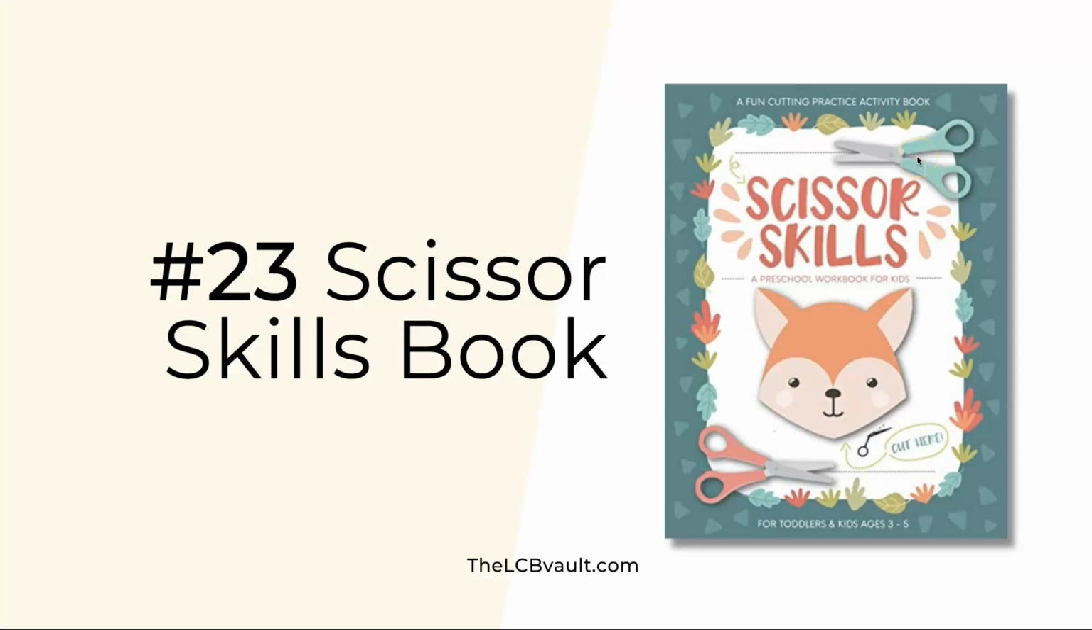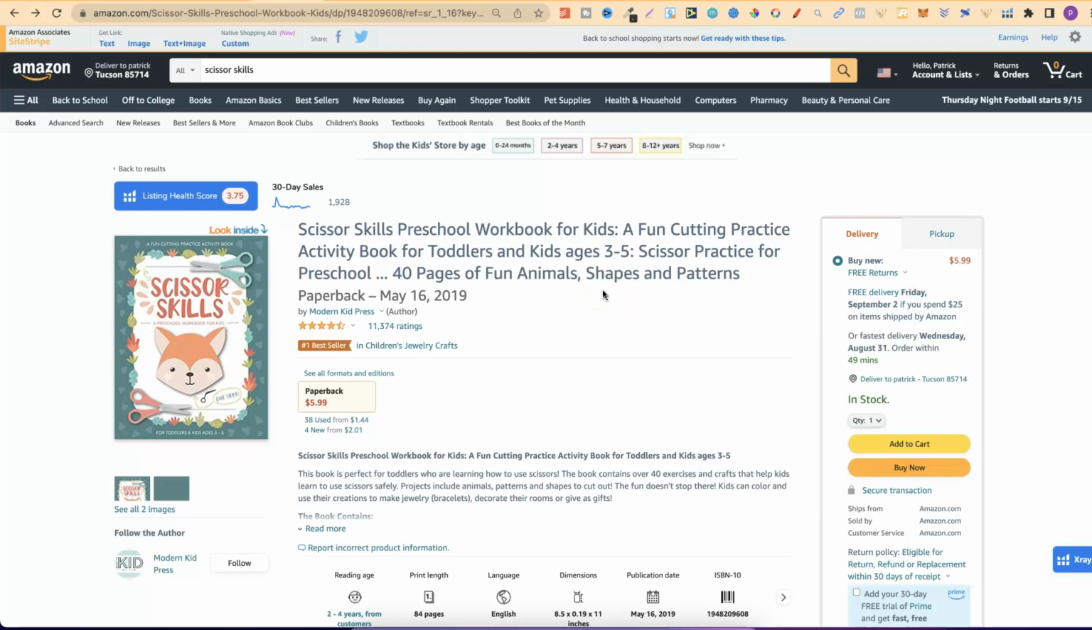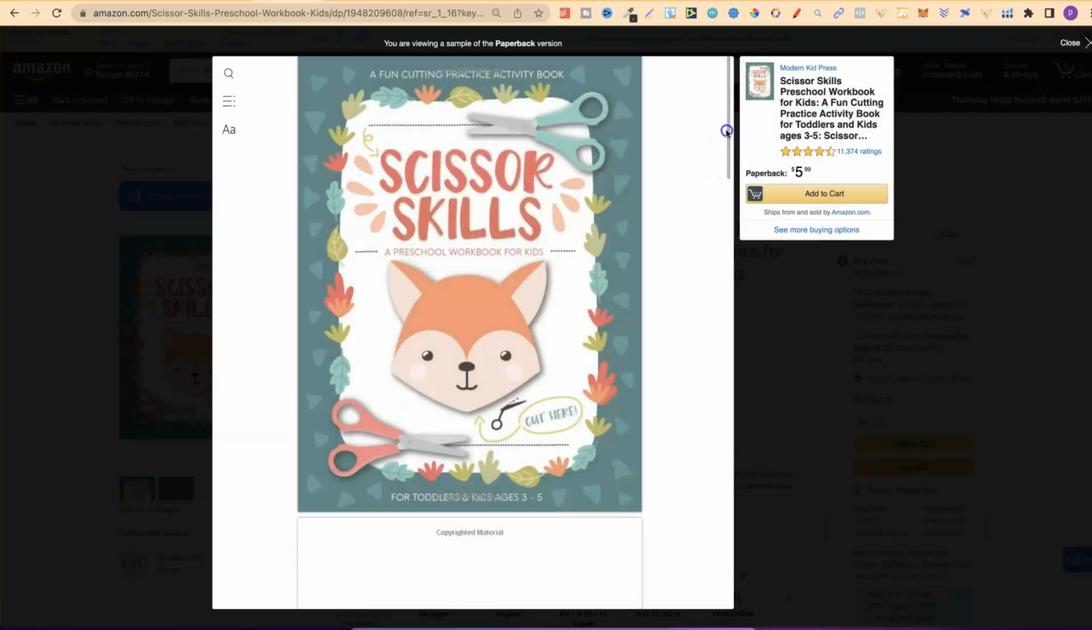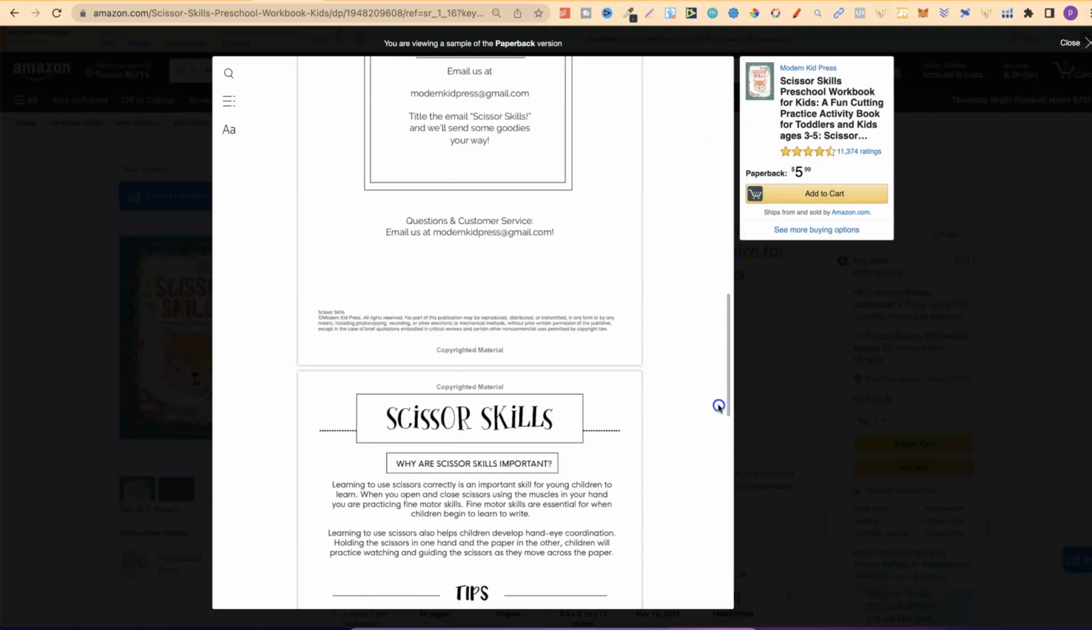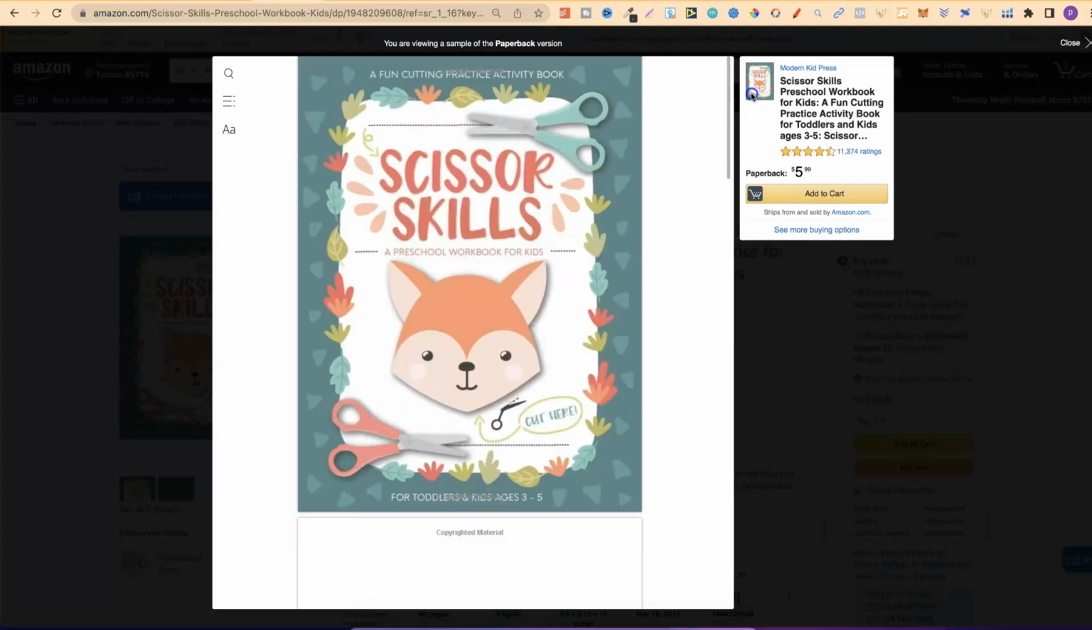Book number 23, and that's scissor skills. So this type of book is for kids. It's for them to practice their scissor skills. So right here we can't actually see the inside, I don't think. Let's scroll down. No, we can't. But with this, you're going to have animals, graphics within the book, and then what they want to do is cut around to practice their scissor skills. But this is a great niche, one that I have wanted to get into for quite some time, but I haven't. But nonetheless, it is a great niche.